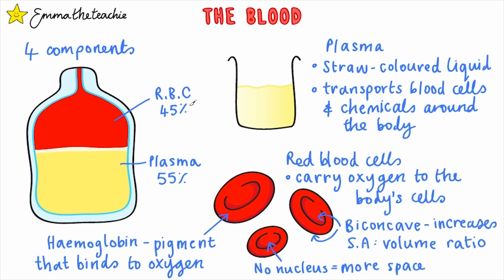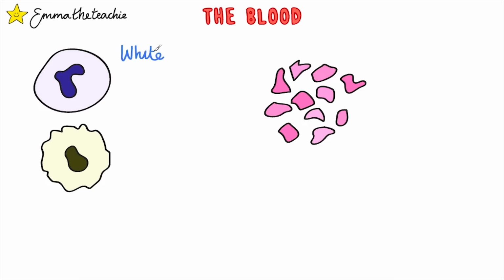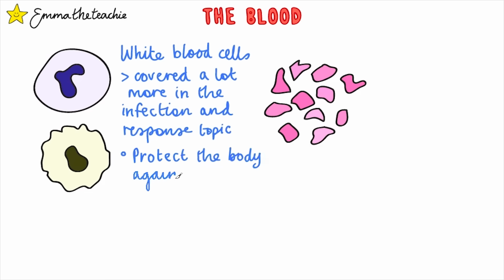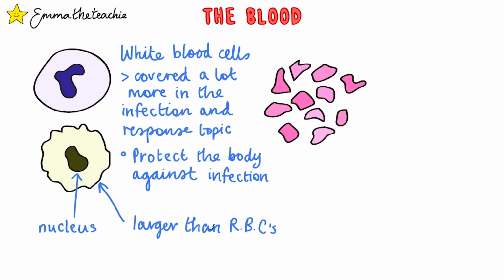Red blood cells make up around 45% of the blood, and the remaining less than 1% are white blood cells and platelets. White blood cells are covered in the infection and response topic. You'll go over them in a lot more detail then. So for now, we'll just cover their main function, which is to protect the body against infection. Unlike red blood cells, they do have a nucleus, and they're normally larger. They're also not as strongly pigmented, so if you're asked to identify them in a photograph, they'll just be the colour of whatever stain has been used.